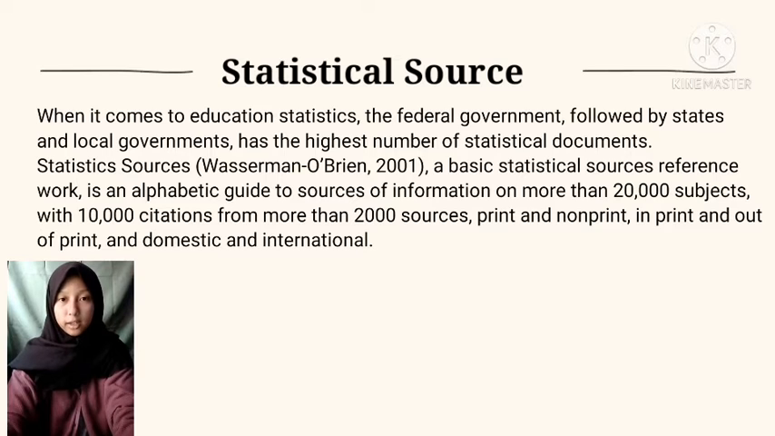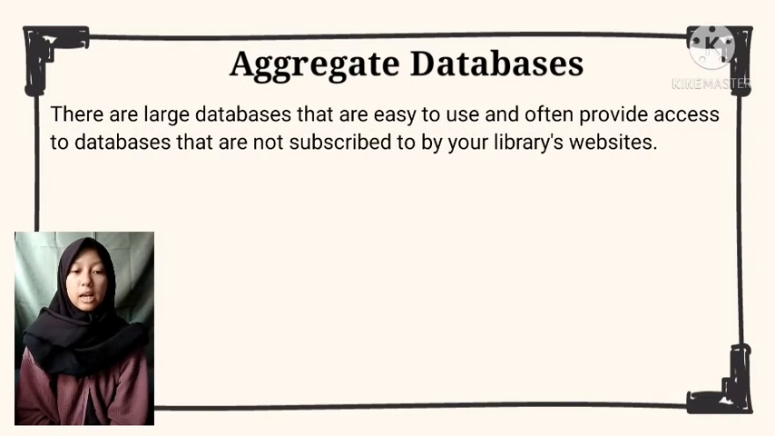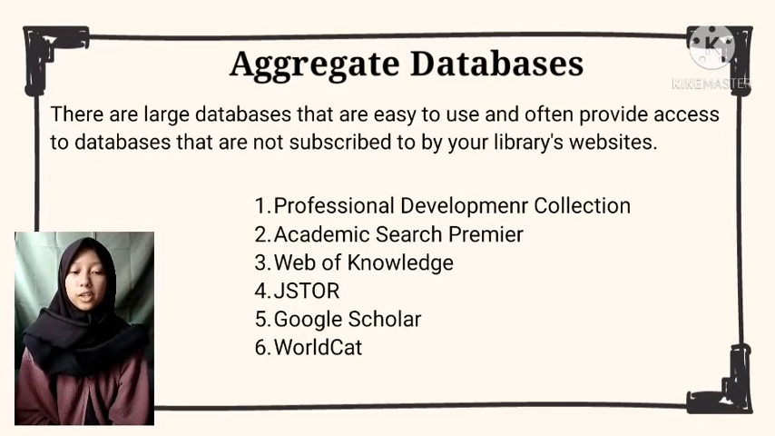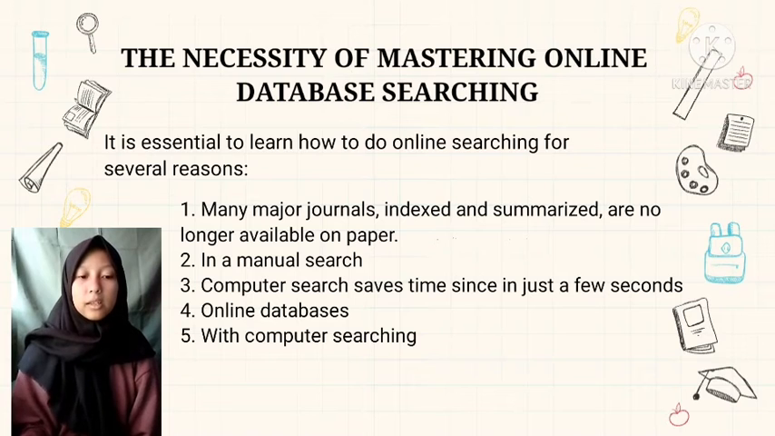To search databases, there are large databases that are easy to use and often provide access to databases that are not subscribed to by your library website. First is Professional Development Collection. Second, Academic Search Premier. Third, Web of Knowledge. Fourth, JSTOR. Fifth, Google Scholar. And sixth, WorldCat.